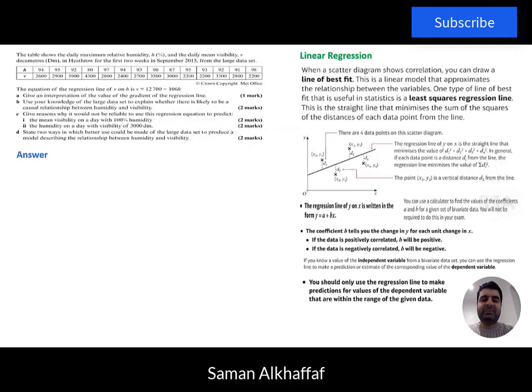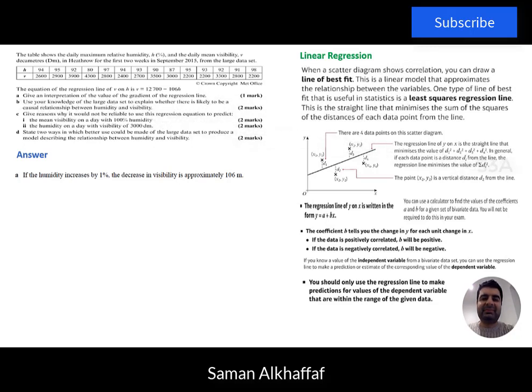For the first part, we need to give an interpretation of the value of the gradient of the regression line. So our explanation in this scenario: if the humidity increases by 1%, the decrease in visibility is approximately 1.6 meters. So this will be our explanation in terms of how the increase in humidity would impact the visibility.